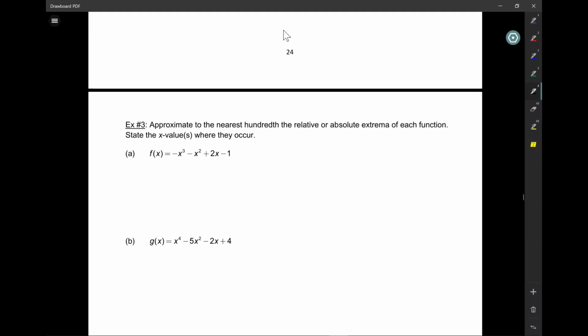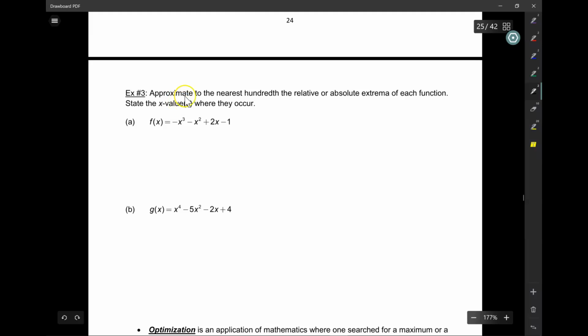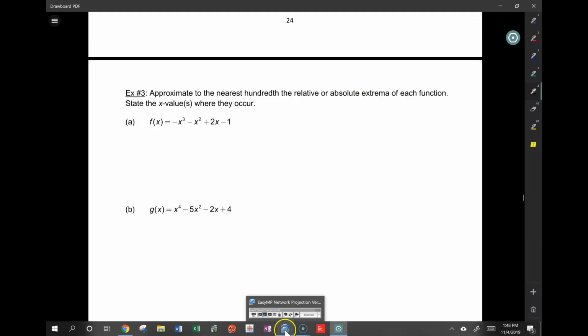All right, let's do this next one. We're going to plug this into the calculator. Approximate to the nearest hundredth the relative or absolute extrema for each function. Go ahead and plug this one in.